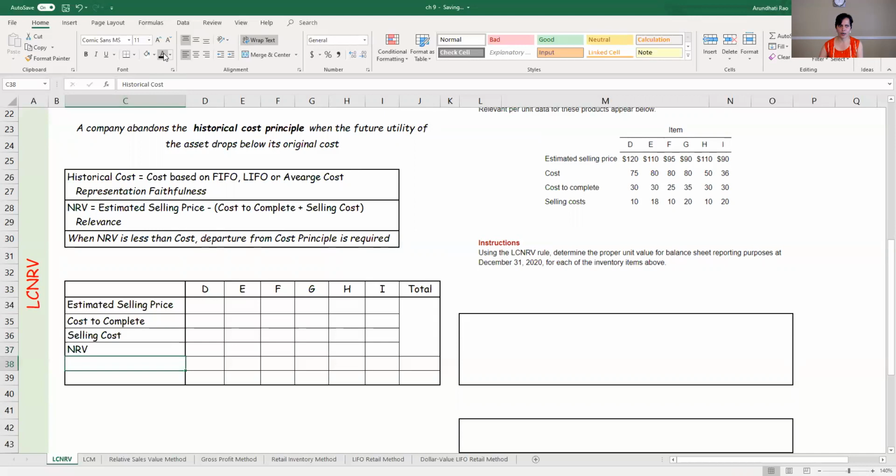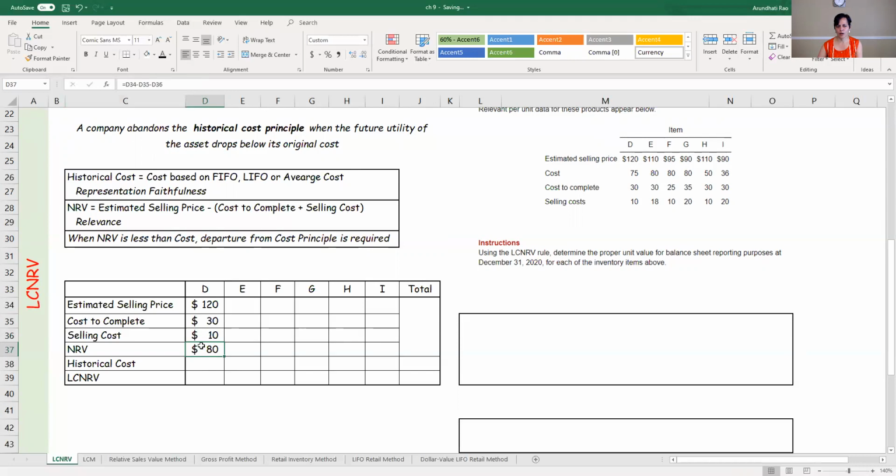So I need to do that calculation. And then I have the historical cost, that's a cost that's given to me over here. And then finally, I will choose between the two, the lower of the two. So let me start out just for one item first. For item B, the selling price is 120. The cost to complete is $30. The selling cost is $10. Remember, these are all estimated. Cost to complete, selling cost, it's out in the future. So 120 minus 30 minus 10 gives me $80.